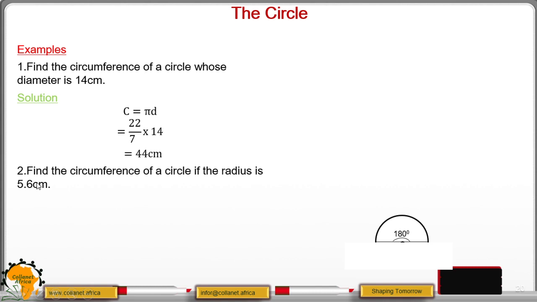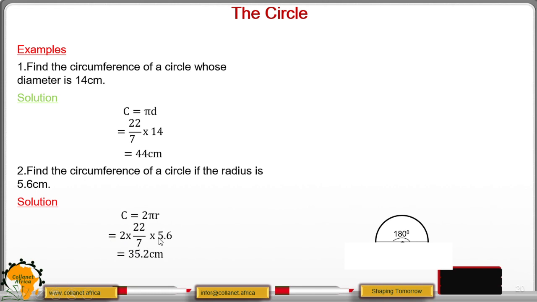Then number 2, find the circumference of a circle if the radius is 5.6 centimeters. Again, we now use the second formula. The circumference is 2 pi r because we are given the radius. So you have 2, then pi, then times r. Again, when you divide this, it will give you 0.8.